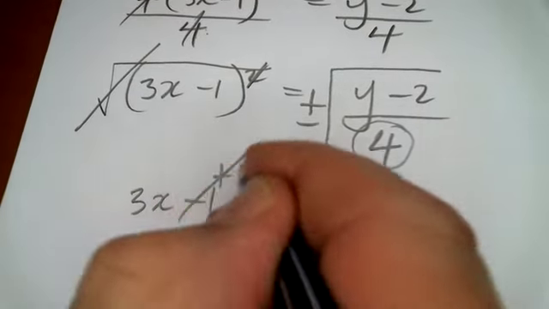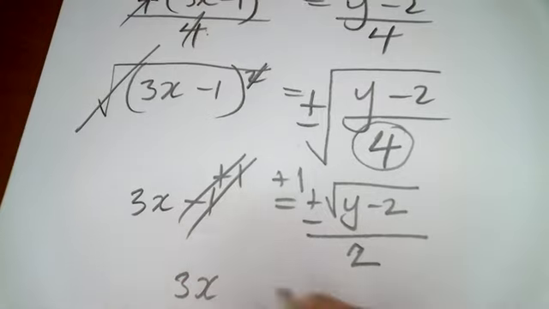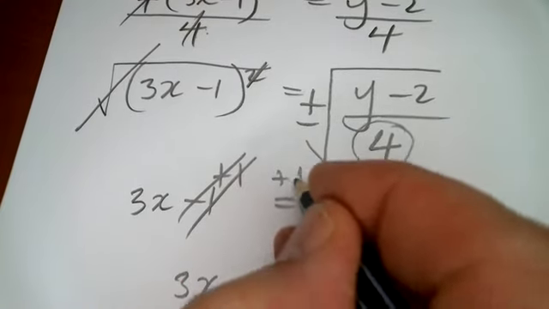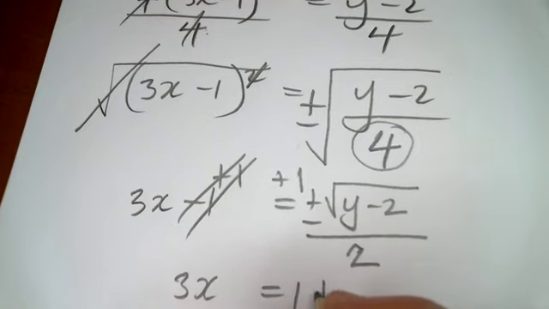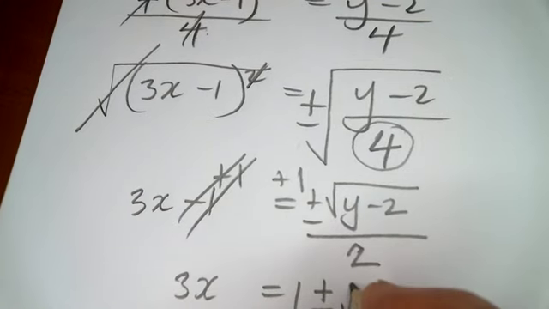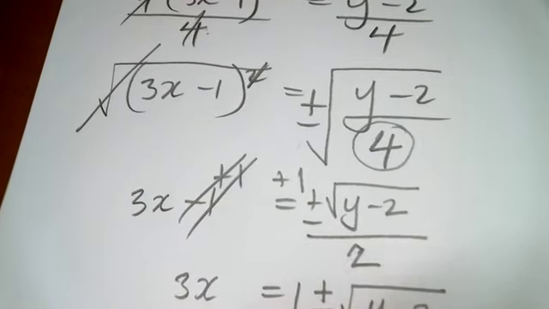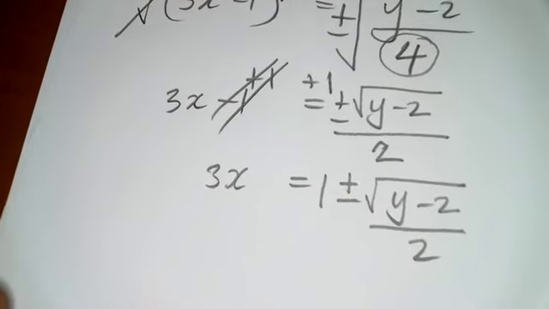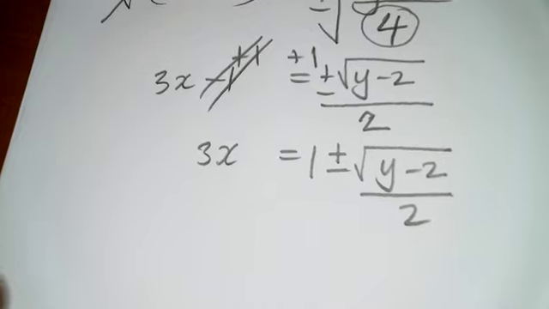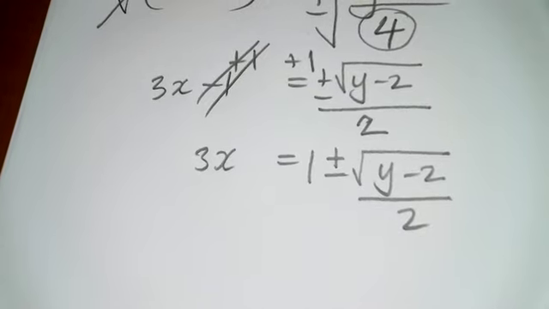So of course 1 and minus 1 leaves me with 3x, and that is equal to, I'll put that 1 in front of the plus or minus there. So I've got a 1, I've got a plus or minus the square root of y minus 2, and that bit there is over 2. Now I'm going to divide both sides by 3.